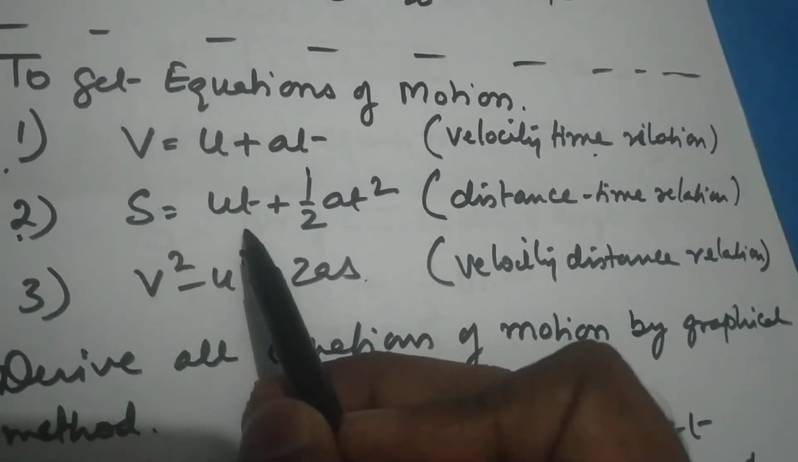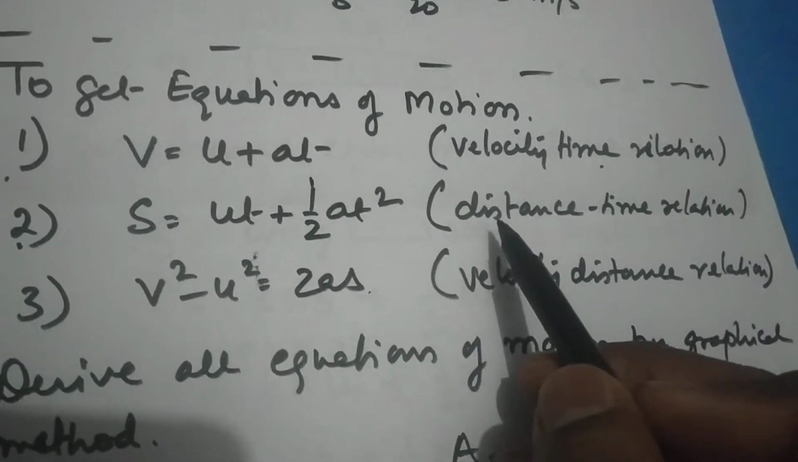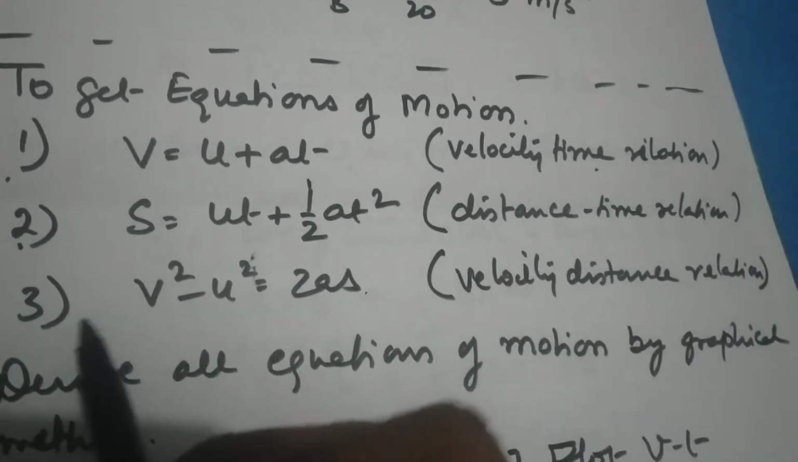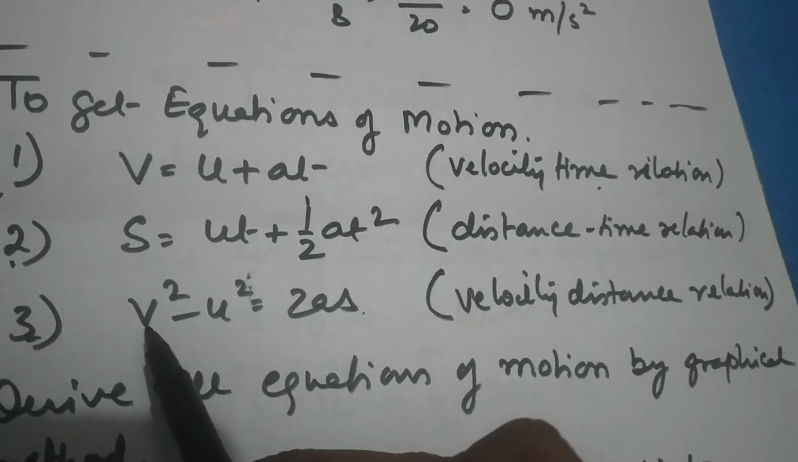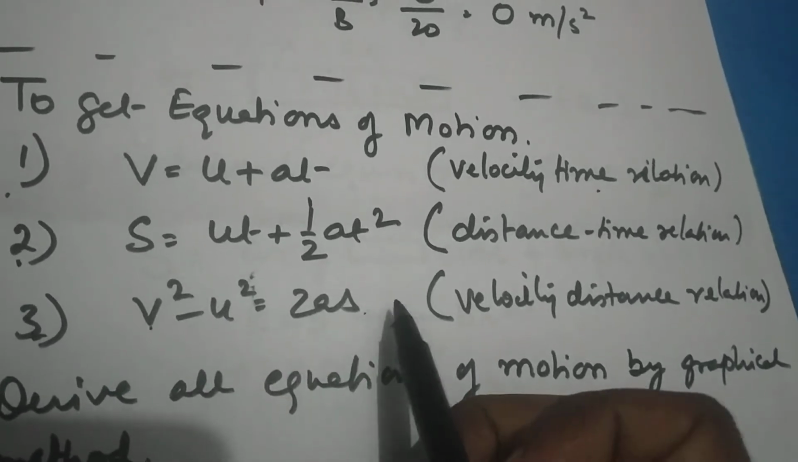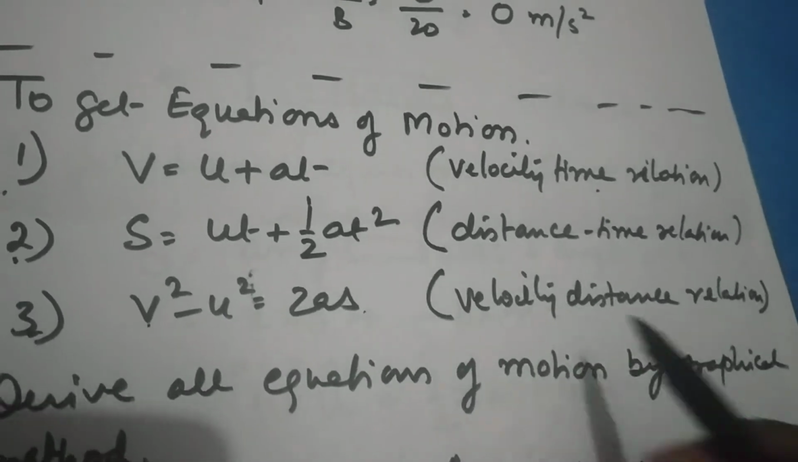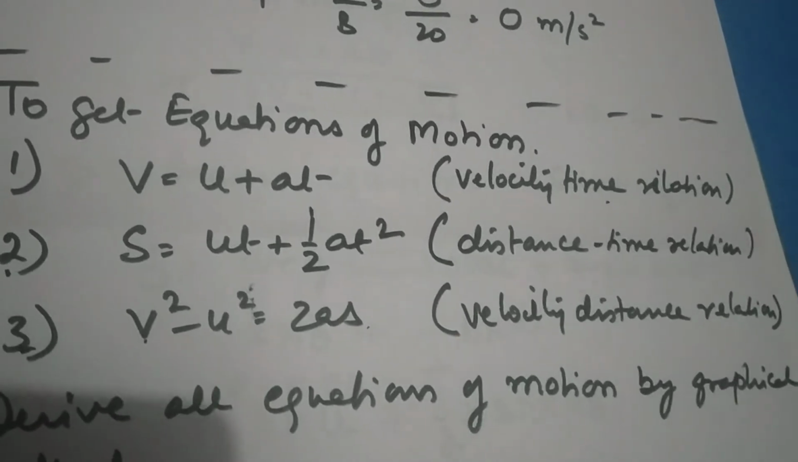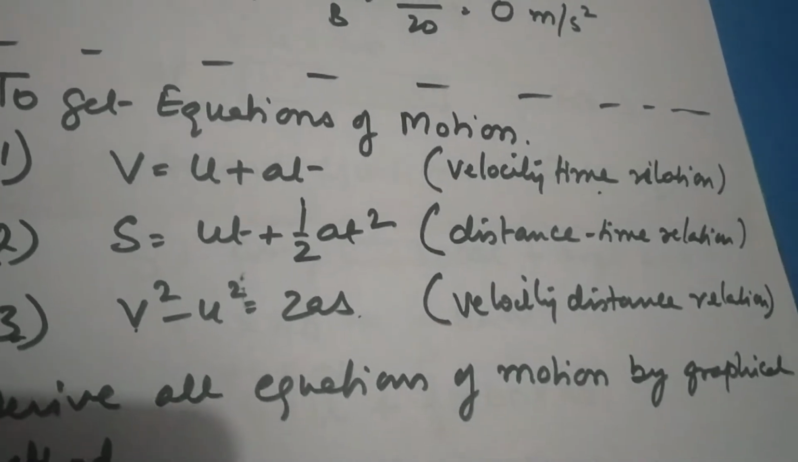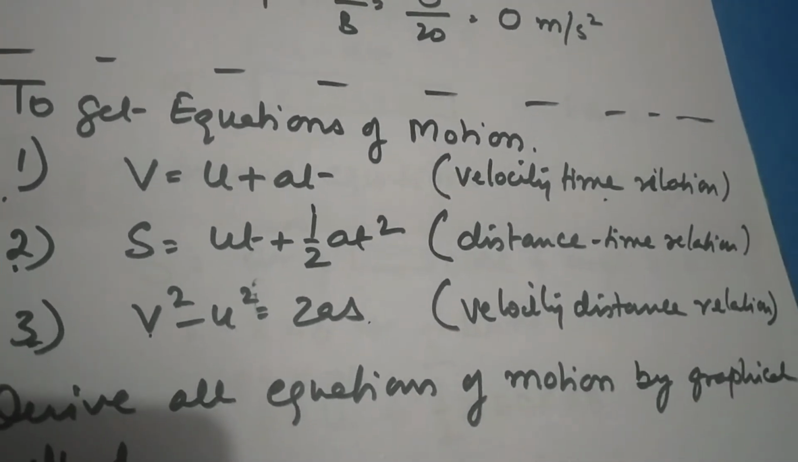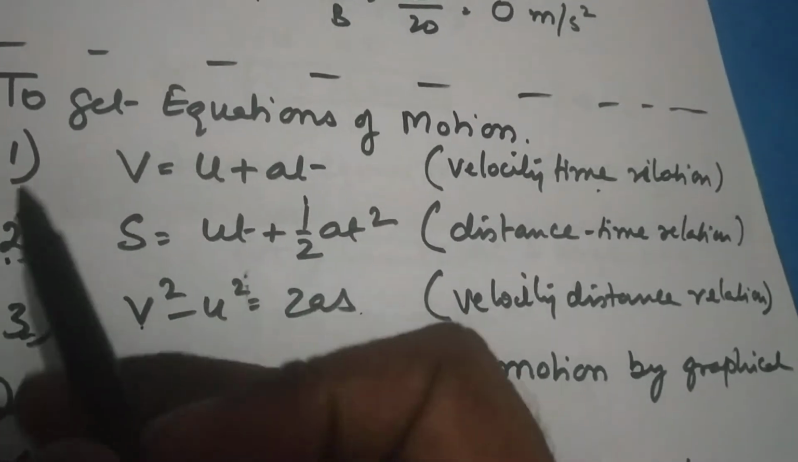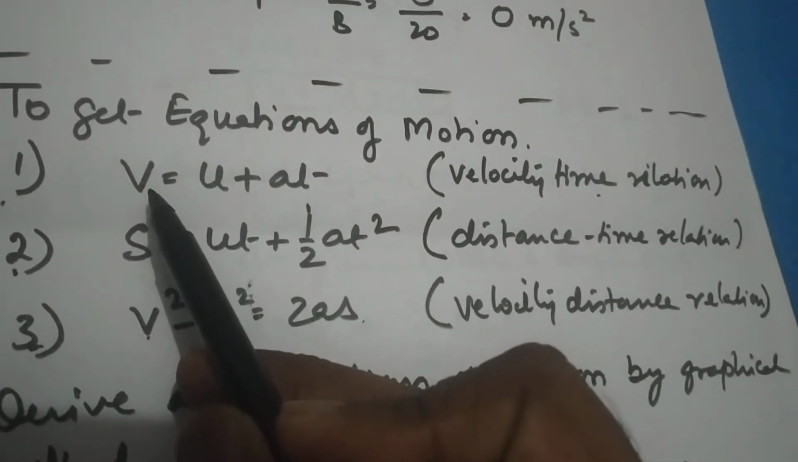Second is s equals ut plus half at square, which is also known as the distance-time relation. And third is v square minus u square equals 2as, the velocity-distance relation. Dear student, these equations of motion are very important, and you must understand what symbols we have taken.